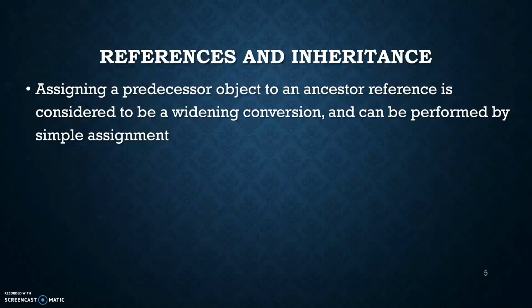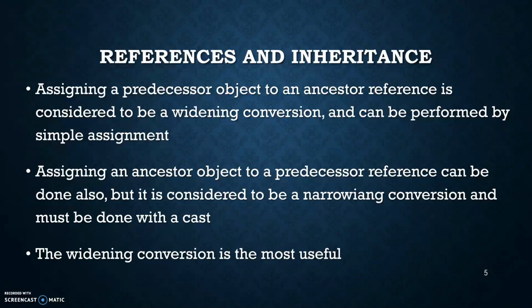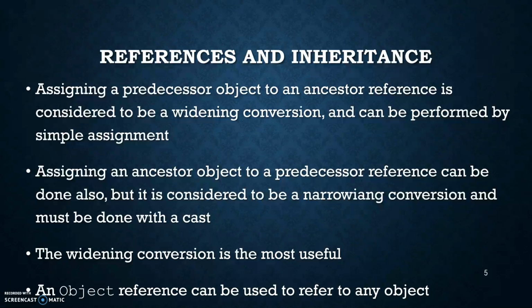Assigning a predecessor object to an ancestor reference is considered to be a widening conversion and can be performed by a simple assignment. Assigning an ancestor object to a predecessor reference can be done also, but it is considered to be narrowing conversion and must be done with a cast. The widening conversion is the most useful of all. An object reference can be used to refer to an object.